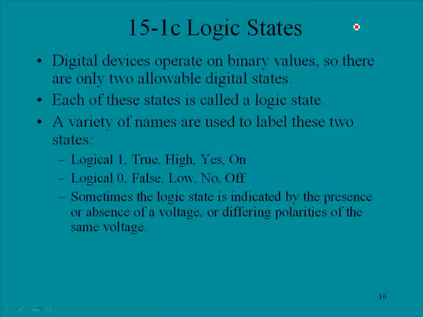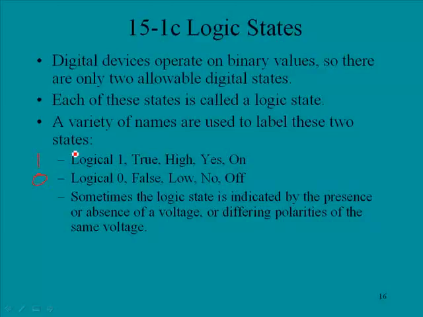Okay, we're looking at logic states, and we're completing section 15.1. Digital devices operate on binary values, so there are only two allowable digital states. Each of these states is called a logic state. A variety of names are used to label these two states. And typically we're looking at zeros and ones.